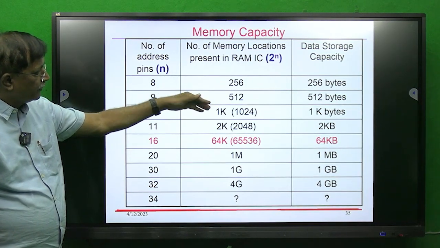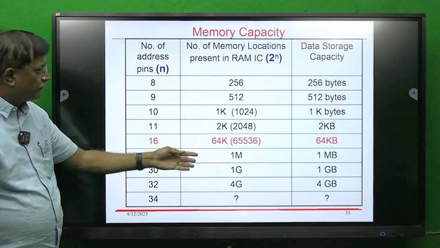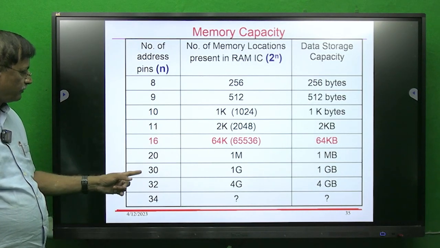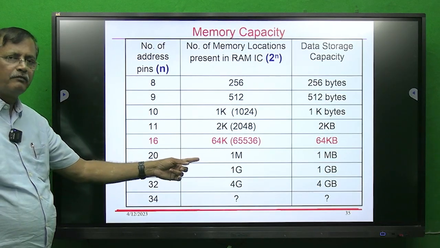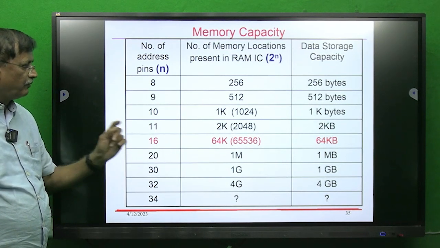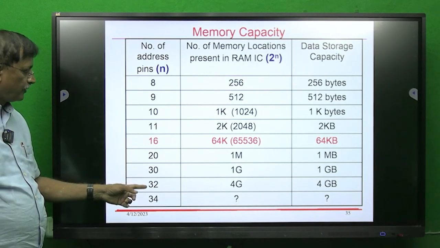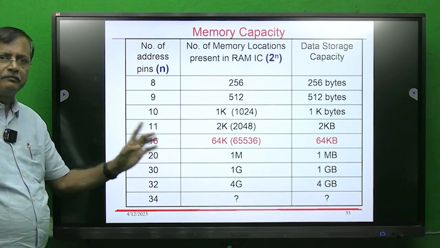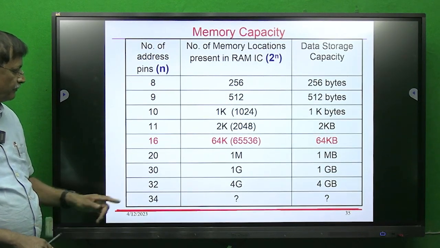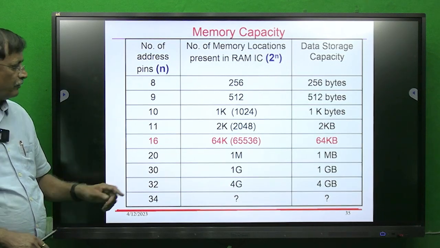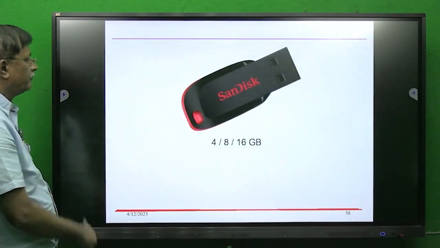256, then 512, then 1K, 2K, then 4K, then 8K, like that. Here 30 address lines will give 1 GB memory, 31 address lines will give 2 GB, 32 will give 4 GB, 33 gives 8 GB, and then 34 gives 16 GB. So this is how it works.